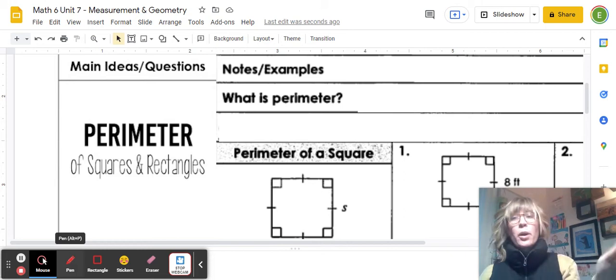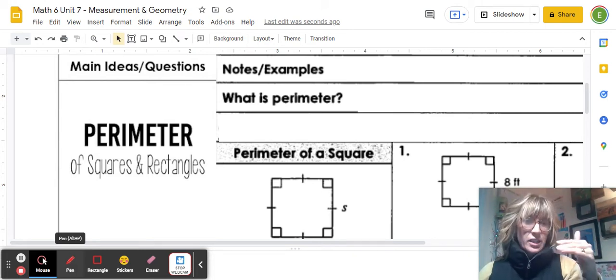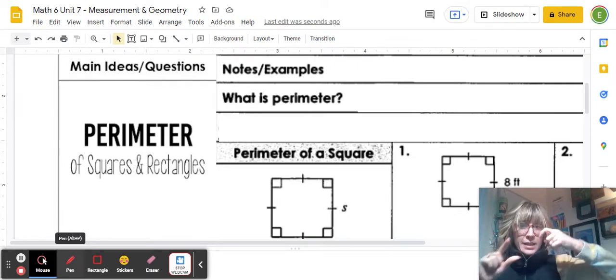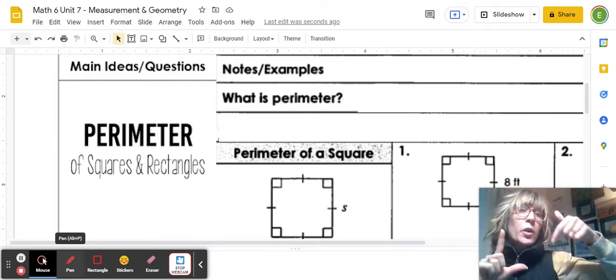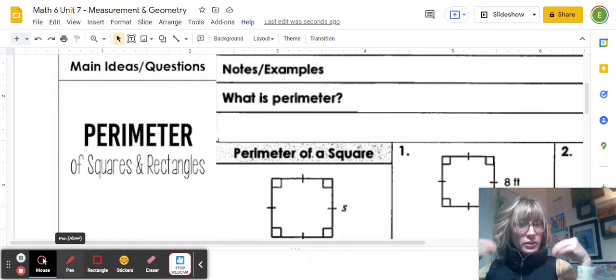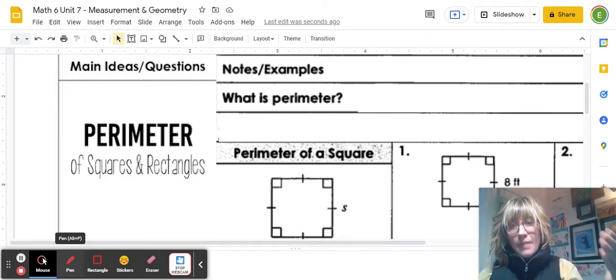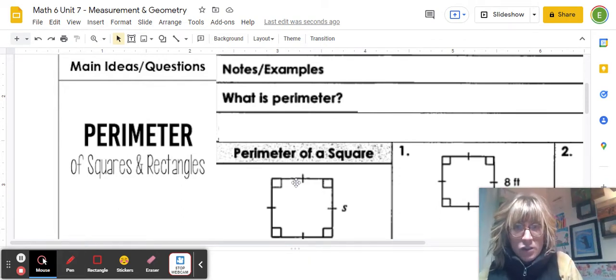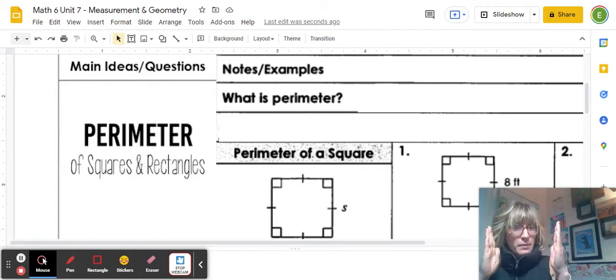So thinking here about perimeter of squares and rectangles. These are shapes that are quadrilaterals that have four 90-degree angles, where in the case of a square, all of the side lengths are the same, and in a rectangle, they have opposite sides that are the same length.